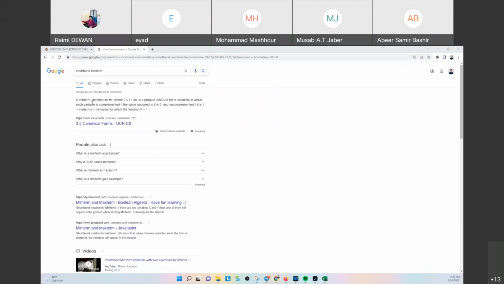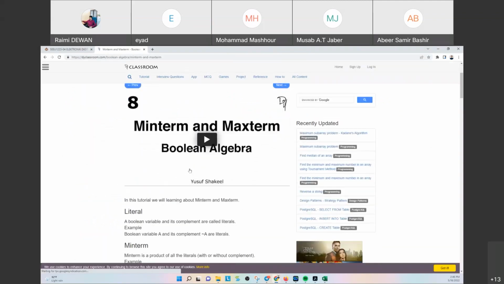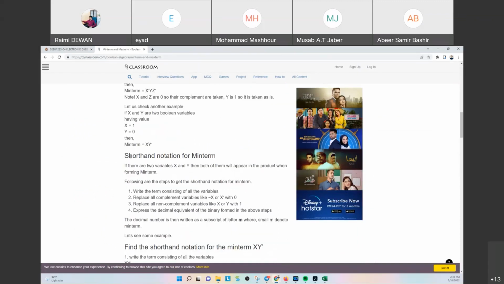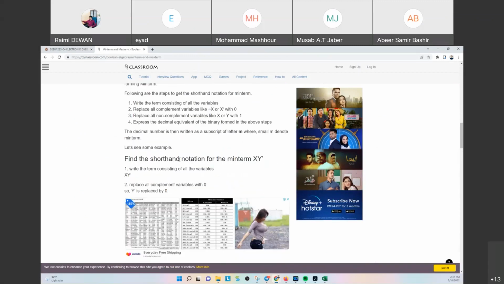A min term... Okay, I need to find the word so that you can see where the shorthand is. Here. Shorthand notation for min term. If there are two variables x and y, then both of them will appear in the product when forming the min term. Okay, means shorthand means all the variables must be present. For example, find the shorthand notation for the min term xy. Write the term consisting of all the variables xy. Replace all complemented variables with 0. Okay, so it's like this.